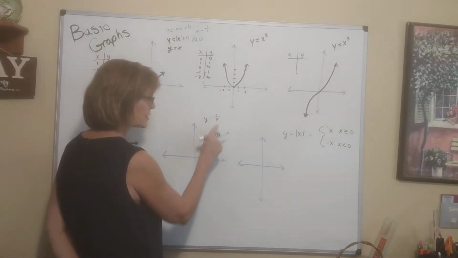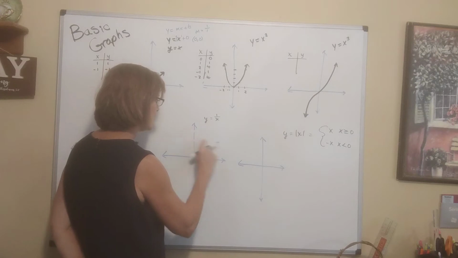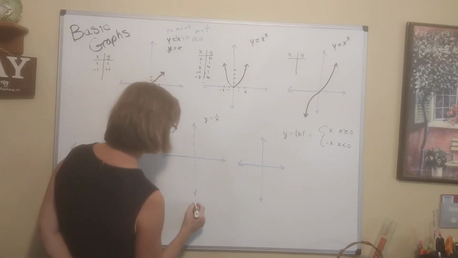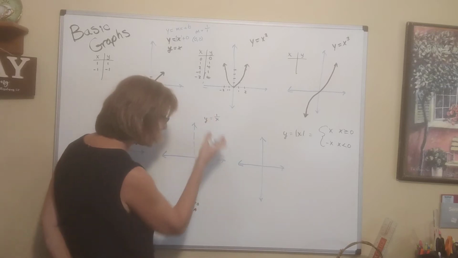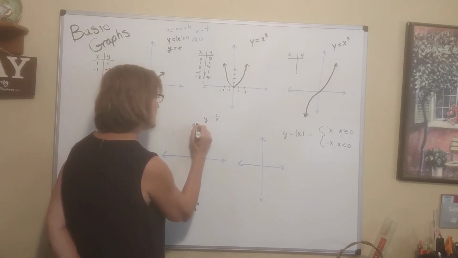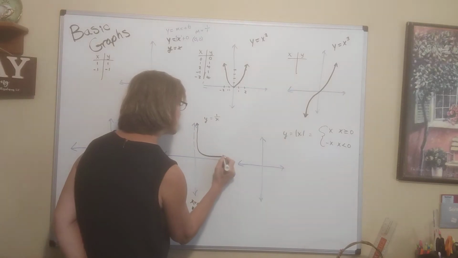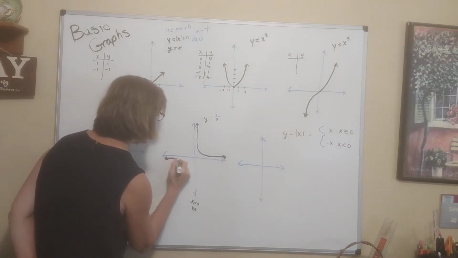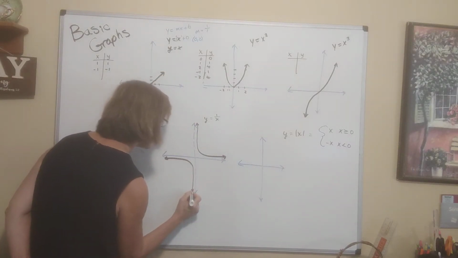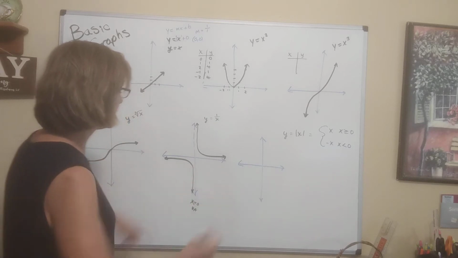Okay, 1 over x. This is a rational function. It's undefined at x is 0. So this right here is a vertical asymptote. X equals 0 is a vertical asymptote. And you could plug in some points to see what this guy looks like, but he looks like this on this side and this on this side. It's two parts to this.